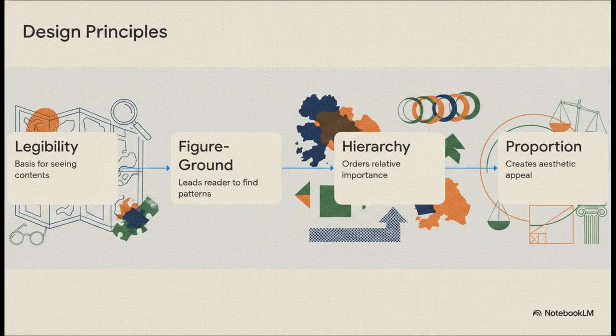Legibility and contrast give us the absolute baseline for actually seeing the content. Then, visual hierarchy and figure ground organization tell the user's eye exactly where to look first, then second, then third. Finally, proportion and harmony ensure the entire layout just feels balanced and aesthetically pleasing.